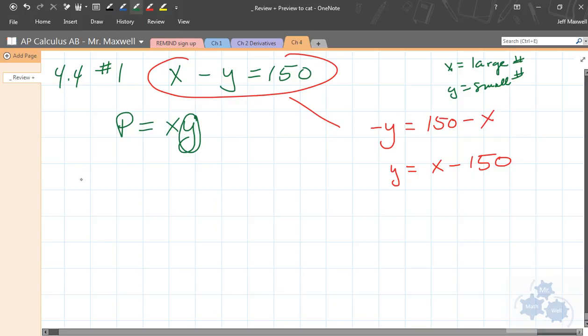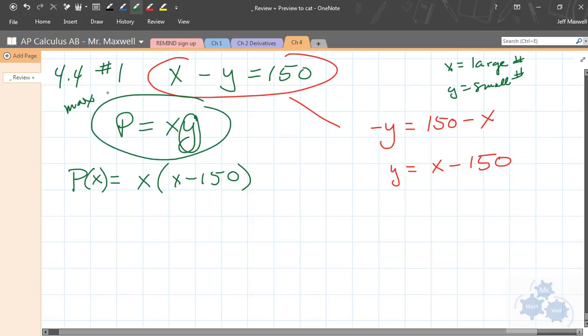So let's put that into our product. x times y is x times (x minus 150). That's key, because that makes this product a function of only one variable. See, I got rid of y. So there's always two pieces of information. This is what you want to optimize, and this is just the other piece of information that will allow you to isolate one of the variables for substitution. Very important. There's always two equations you can make. One of them is the one you want to optimize. Okay? Any questions about this stage so far?